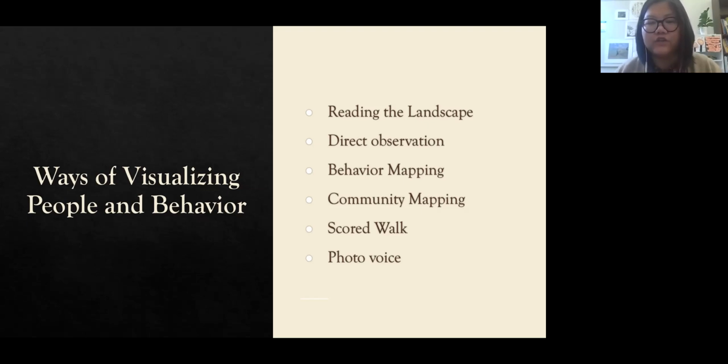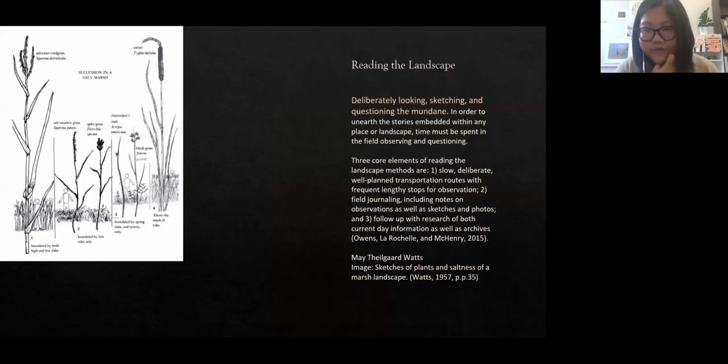So just to give you a little heads up, that's what we're going to learn today. First, reading the landscape. This is very straightforward, and I feel like many of our landscape architecture students are already doing this: deliberately looking, sketching, and questioning the everyday landscape that we see.